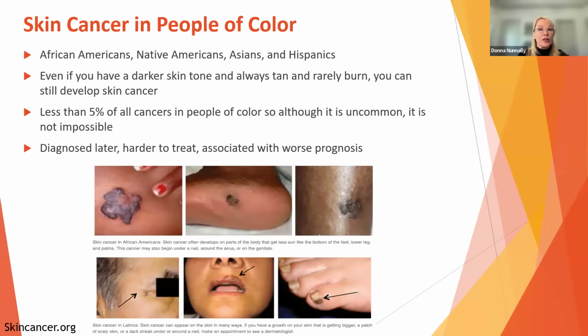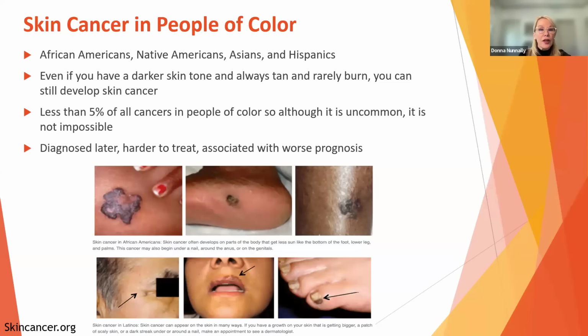Although these risk factors put us most at risk for developing skin cancer, we have to remember that even if you have darker skin tone and always tan and rarely burn, you can still develop skin cancer. Skin cancer represents less than 5% of all cancers in people of color. So although it's uncommon, it's not impossible. In people of color, skin cancer is often diagnosed later when it's harder to treat and is associated with the worst prognosis. So why is it diagnosed later?